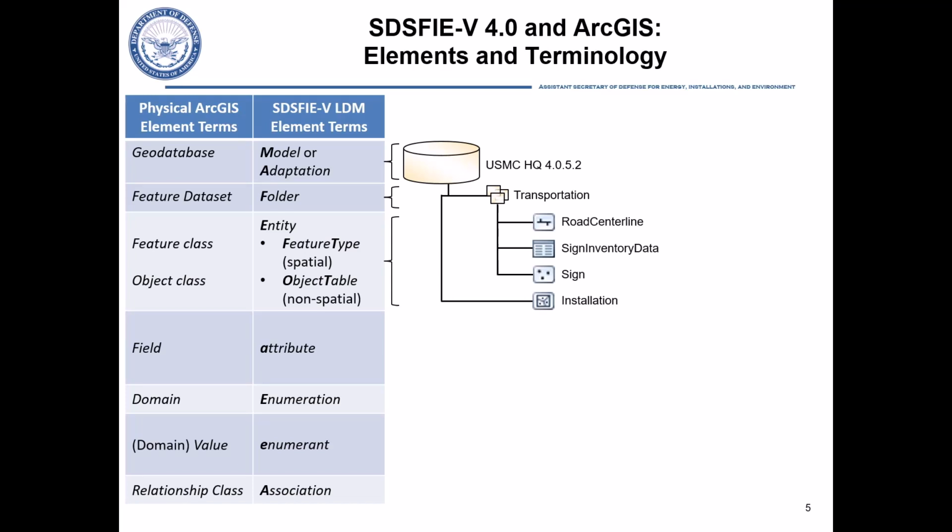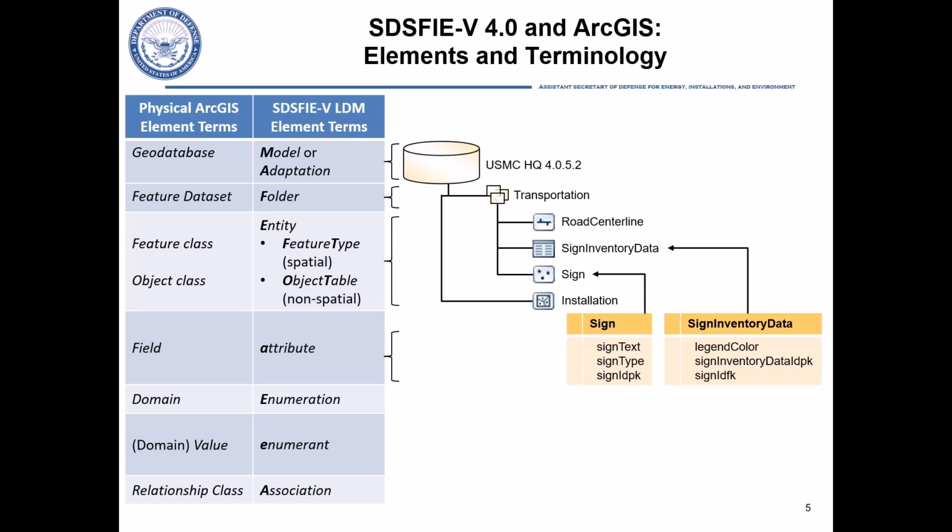In SDSFIE-V, there are 2 types of entities. First, feature type represents a set of thematically equivalent features which can be expressed as records, or rows, in a feature attribute table that are linked to a geometric feature that is a point, line, or polygon. Second, object tables define a non-spatial data table that can be linked to one or more feature type records. In an Esri geodatabase, these elements are called feature classes and object classes. An attribute of a feature type is a characteristic of the features and can be expressed as a column in a feature attribute table. In Esri, an attribute is called a field.